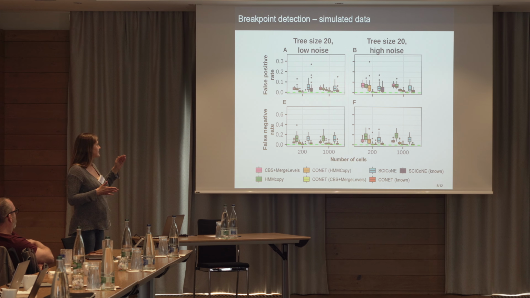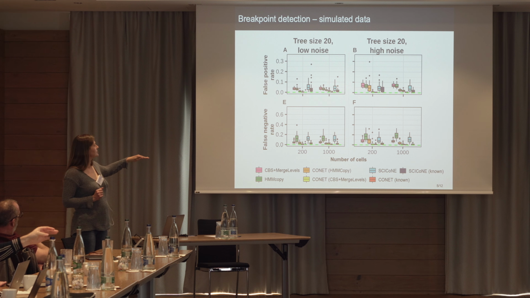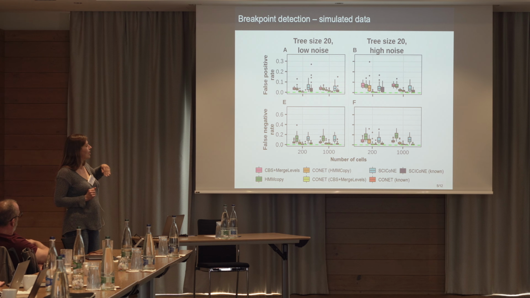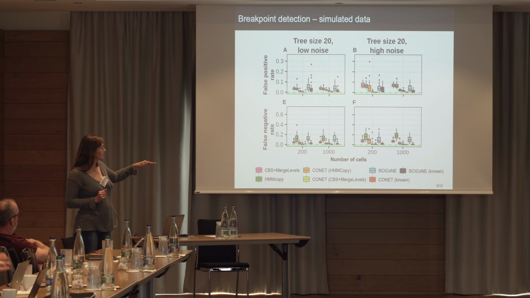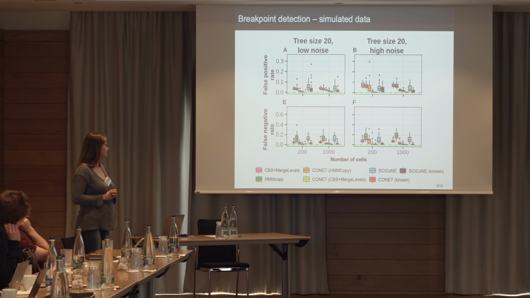And for SciCone, this is the other model that is also a preprint, and it also has copy number events that give the beginning of a copy number event and an end of a copy number event. And it also has 2 variants. First, the one when they use their own method for detecting breakpoints, and the other one, similarly to CONET, where we input the known potential breakpoint set.